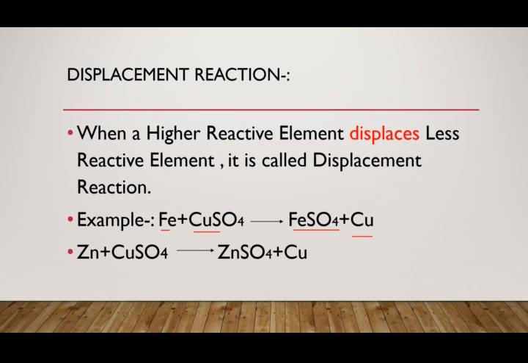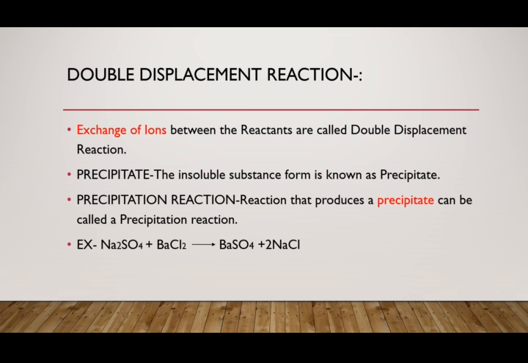Okay, now the next example, zinc. Zinc, being a more reactive element than copper, displaces it to form ZnSO4 plus Cu. Right? So displacement reaction is nothing but when a more reactive element displaces the less reactive element. Right? Next is double displacement reaction.